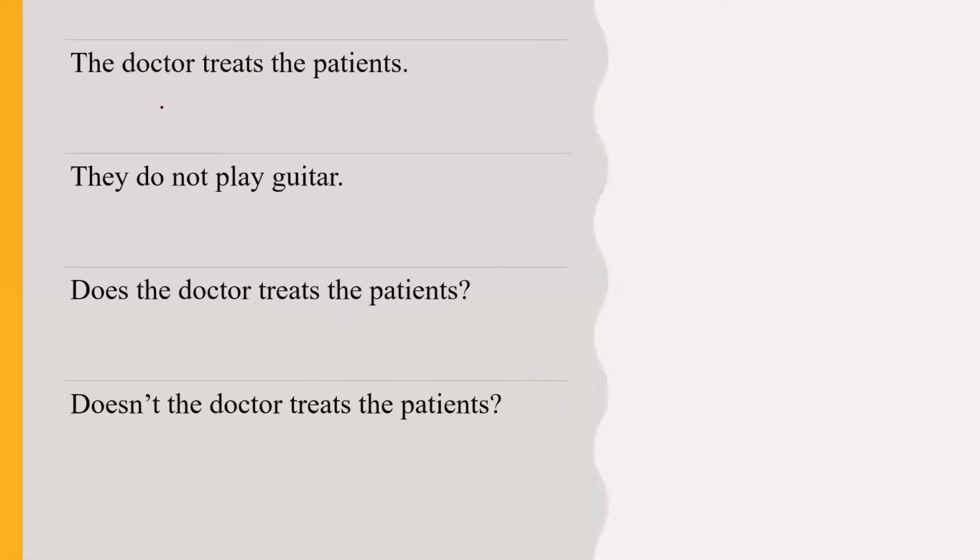Example, the doctor treats the patients. Here, the verb treats contains s. So, this is singular verb. And this is an affirmative sentence. They do not play guitar. Here, do is used as plural because there is a plural subject. And as there is a not, it is negative sentence.